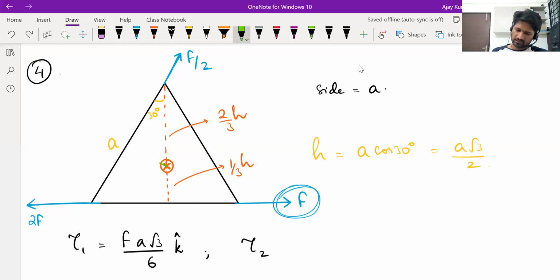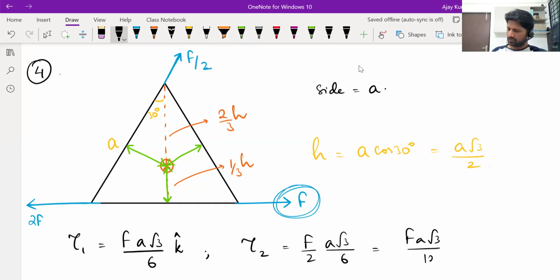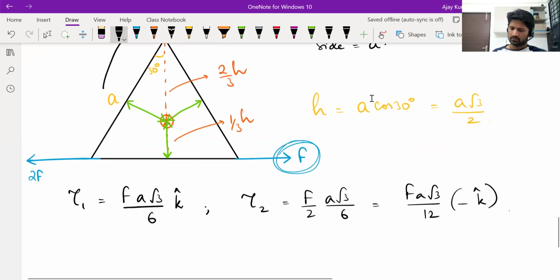You have to take the perpendicular distance from the axis to the line of action of the force. And in case of an equilateral triangle, this distance to any side will be the same. Okay, 1/3 of the height, which becomes a root 3 by 6. So the force is F by 2 and the distance is a root 3 by 6. So effectively the torque becomes F a root 3 by 12. And since the force is acting this way, it tends to rotate the triangle clockwise. So minus k cap. Okay. Now the third one. Vanilla, you tell me torque produced by 2F.